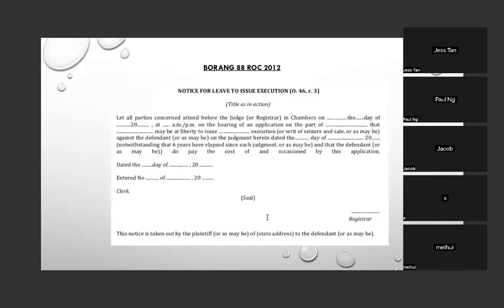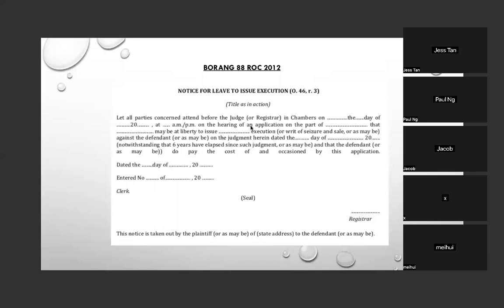All right, so this is the sample in Form 88 of the ROC itself, whereby you can look at this particular form. Okay, title, you have to put in the title itself. Okay, and that all the parties concerned attend before the judge or registrar in chambers on which particular date. You just leave it blank. They will put in here when you extract the notice itself.